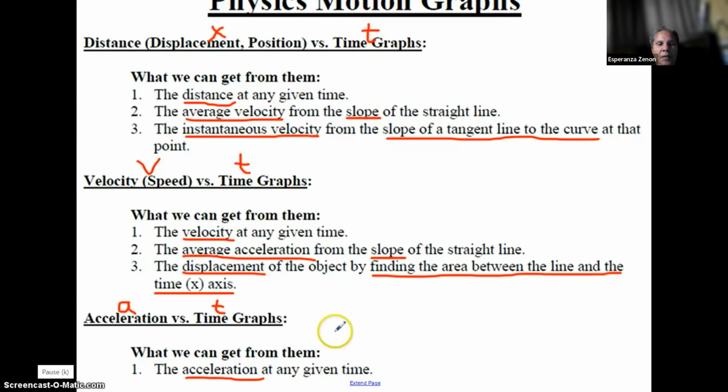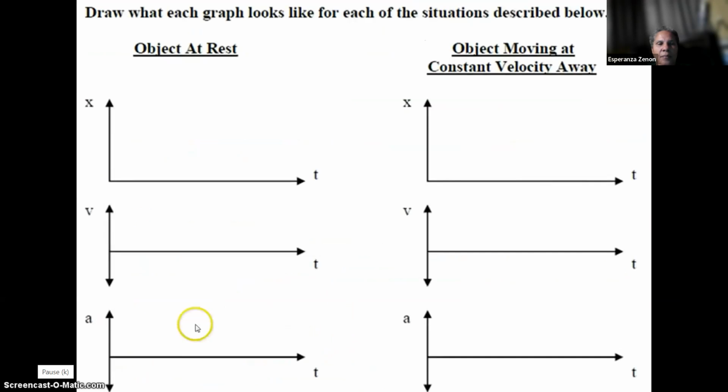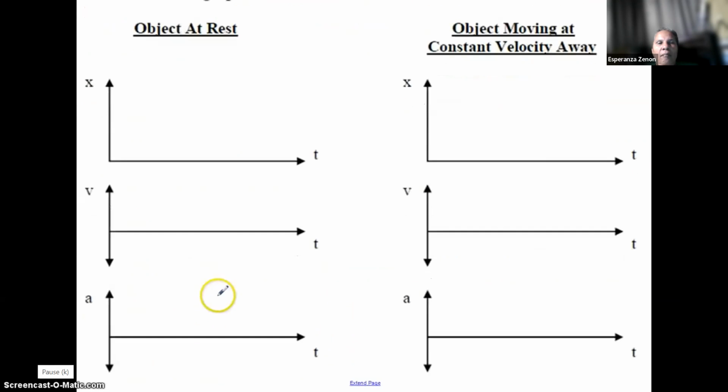And again, I'll demonstrate this for you as we start to do the various graphs for all the types of motion. Let's move on to that, and let's take a look at what we're going to do for each of these motion scenarios or situations. We're going to draw the XT, VT, and AT graph, one right under the other, so that we have a good understanding of the differences between the graphs and what they communicate to us.